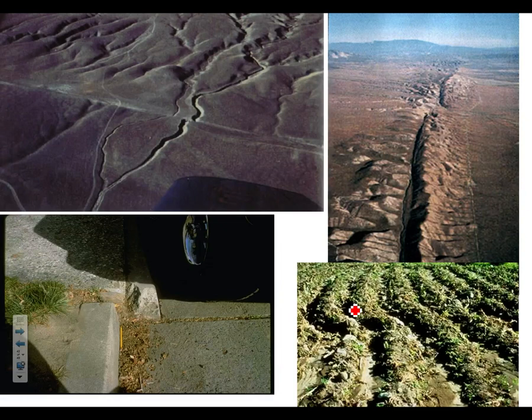Just some more pictures showing these transform boundaries and also the faults that form at them. Here you see a river trying to cross it and has to be observed. This is the San Andreas Fault where it's worn a groove through and you see a river in there.